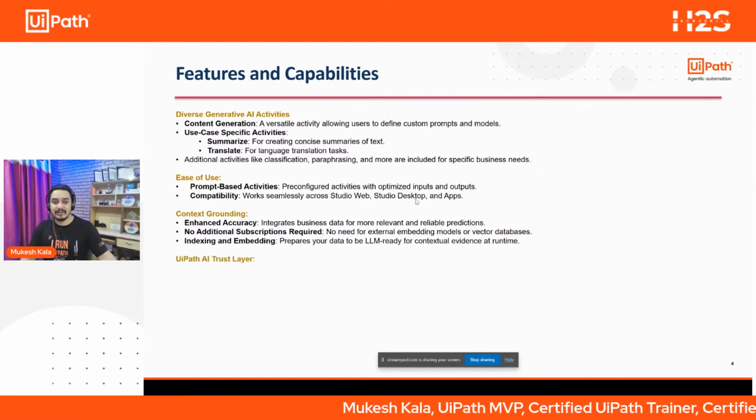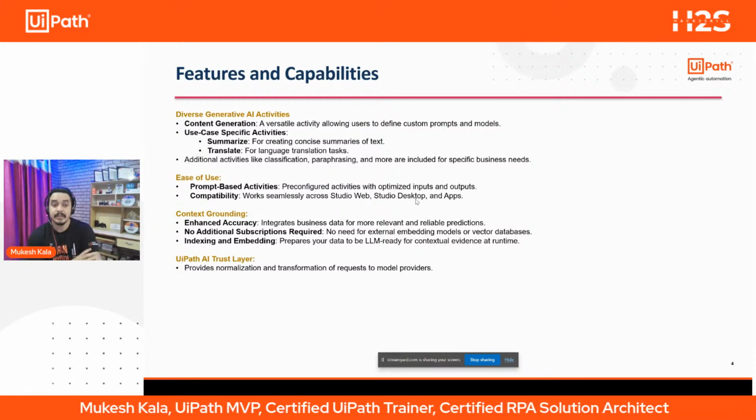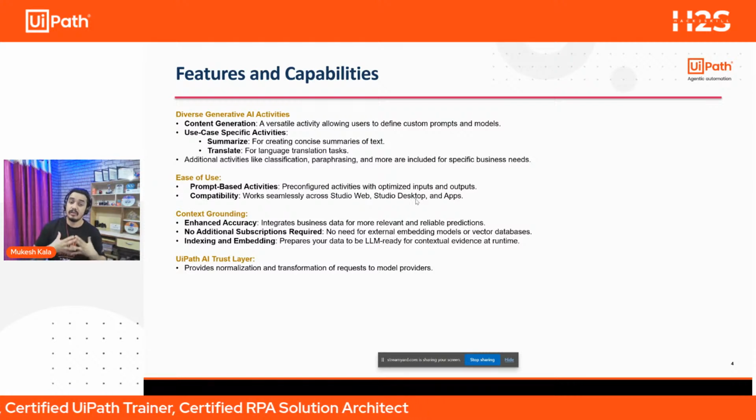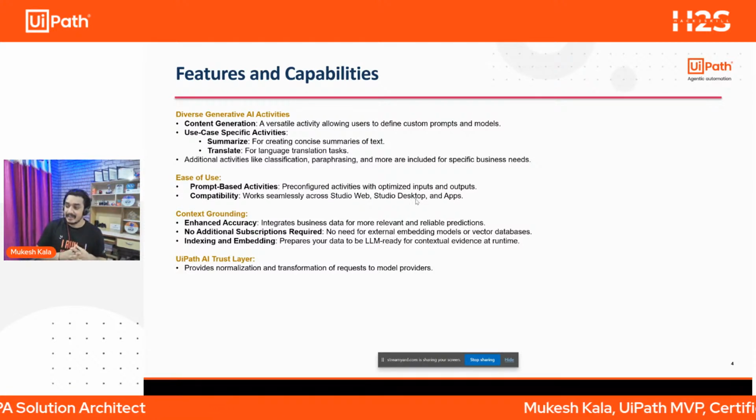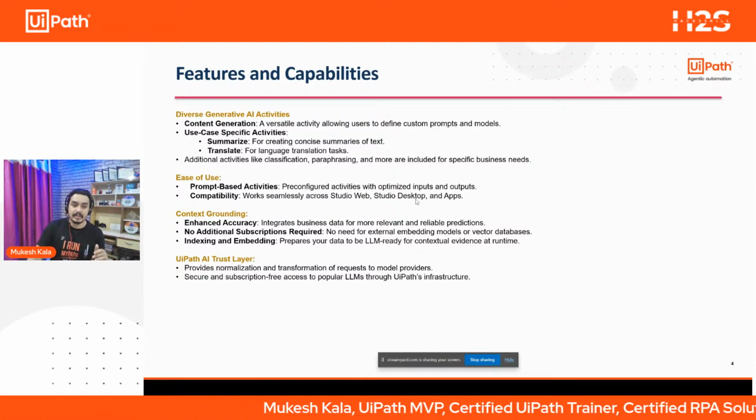You just have to define your use case. And on top of that, we have something called the UiPath Trust Layer. Whenever we are using any AI for an enterprise or for my personal data, I always have a fear, right? What happens if my data is getting trained? What happens if my data gets leaked and all that stuff, right? All of that is covered by the UiPath Trust Layer for you.